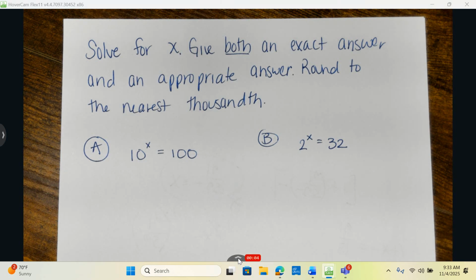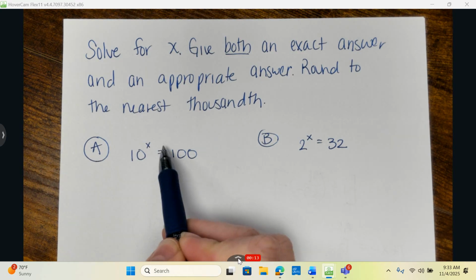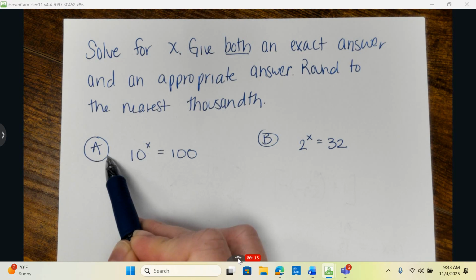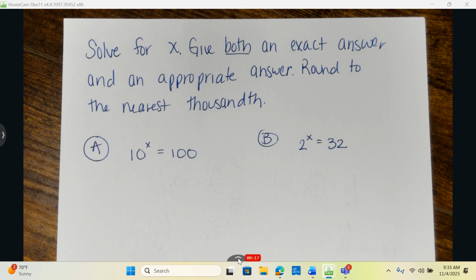Unit 7, Lesson 4, and the last learning objective. Today, in this part of the lesson, we're going to learn why we even learn about logs. What is the purpose? When you see a problem in which we're solving for x in examples A and B, we can use mental math.